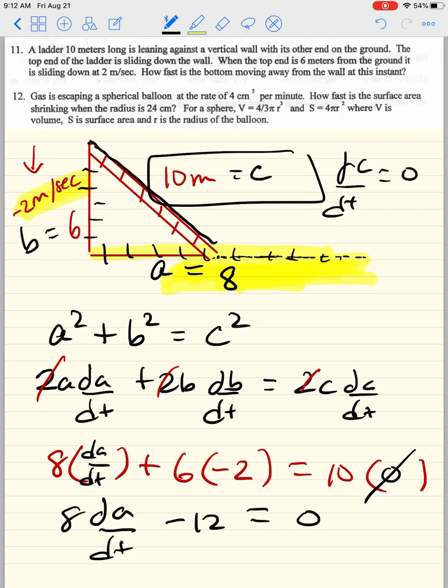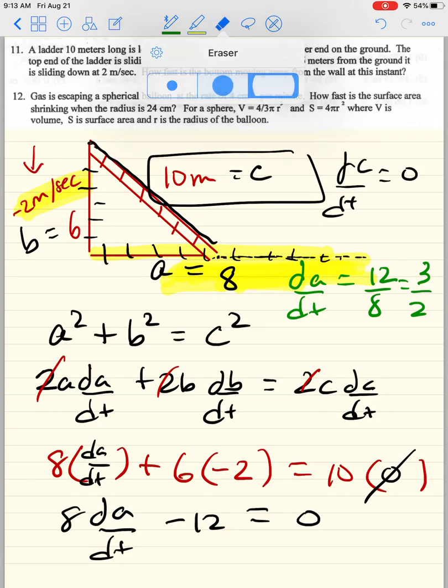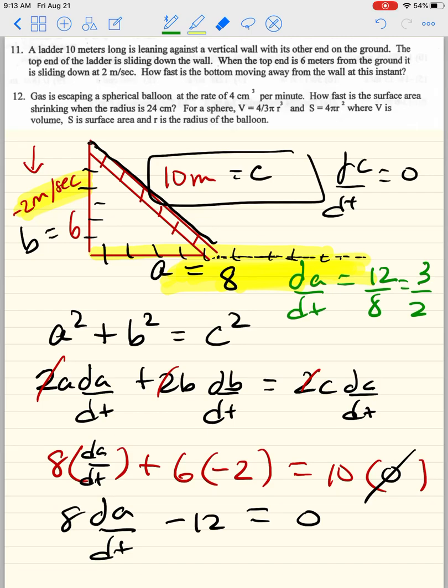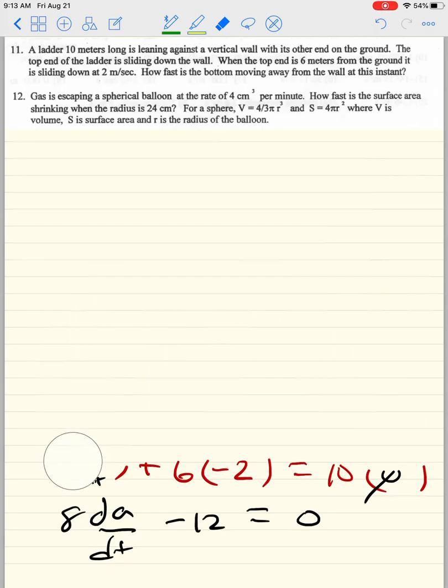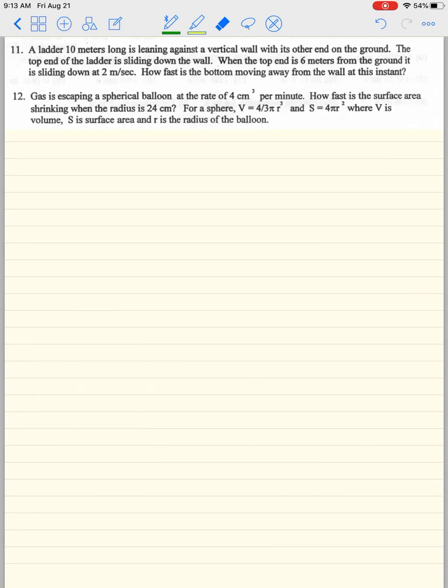Then we add 12 and divide by 8. Therefore dA/dt equals 12/8, which reduces to 3/2, and it's meters per second. So don't forget your units. That's how we do number 11. Now I'm going to have to erase everything because I'm going to keep number 12's information on this. So you can pause the video and try it, or rewind it and watch whatever helps you, okay?